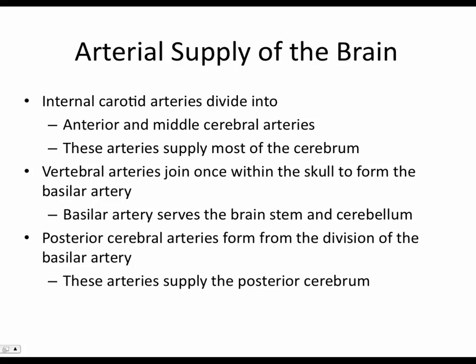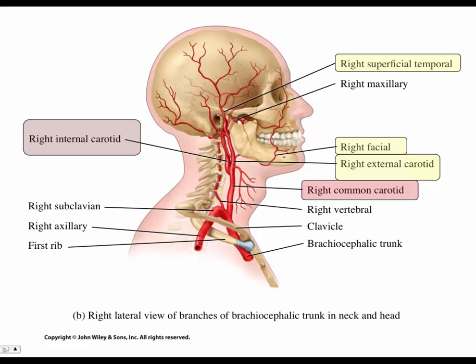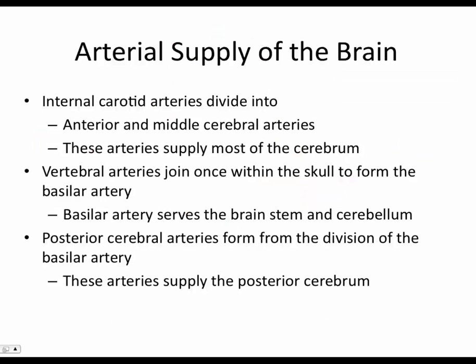Now let's take a look at these vertebral arteries. That's going to form the basilar artery, and this is going to feed all the brainstem and the cerebellum. So let's take a step back and see where that vertebral artery is from, and it actually stems from that subclavian artery. So whether it's right or left, here is that right vertebral artery, and it's going to feed back here to supply those nutrients.